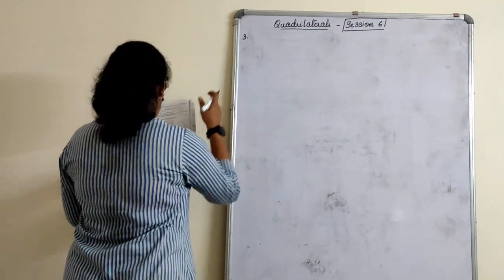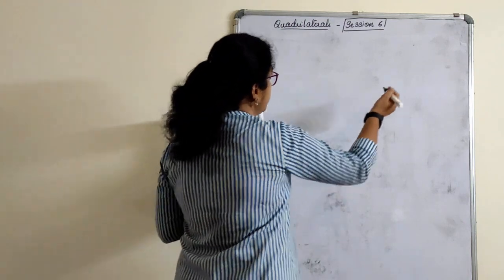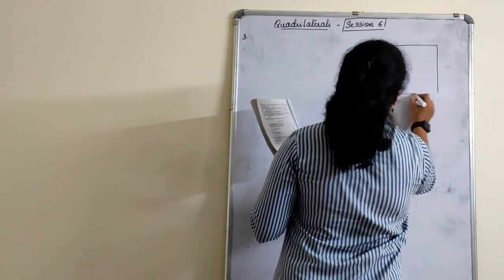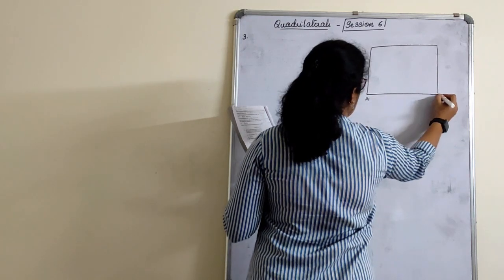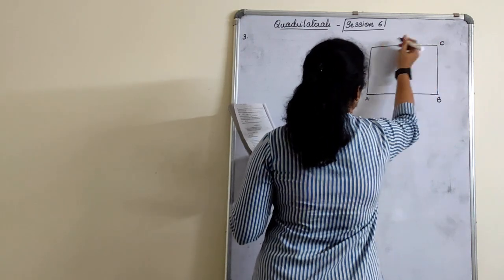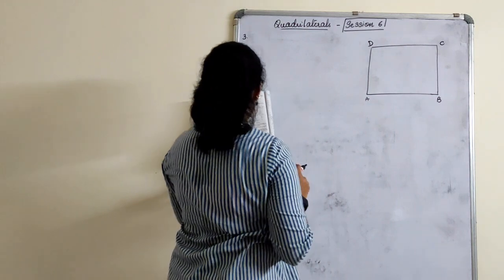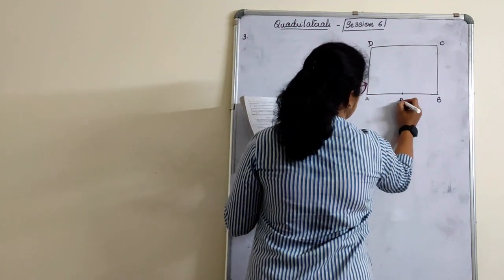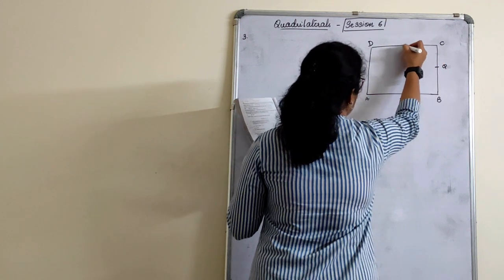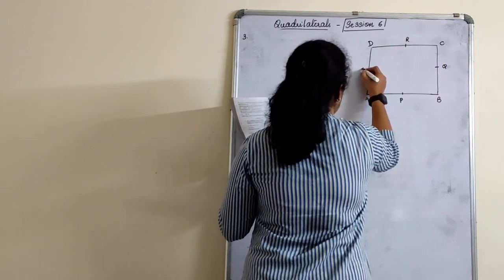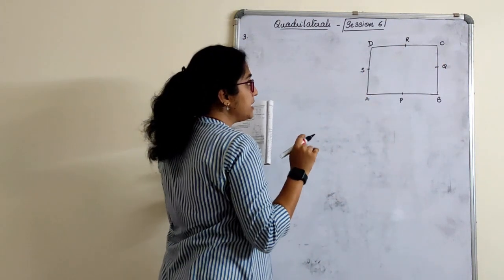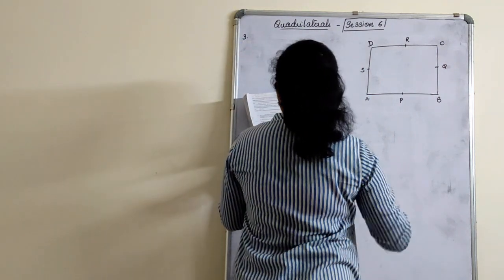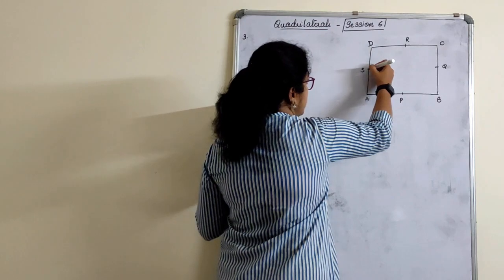Third one, ABCD is a rectangle. Let us first draw that here now. Given: ABCD is a rectangle. P, Q, R and S are the midpoints of AB, BC, CD and AD respectively. Show that the quadrilateral PQRS is a rhombus.